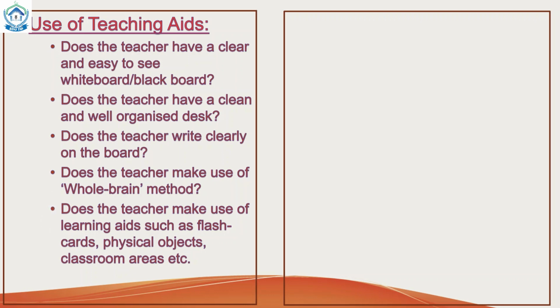Does the teacher make use of learning aids such as flashcards, physical objects, and classroom areas and such? This is especially important when teaching younger learners. You need to make use of the things that are around you. If you're teaching school items, for example, use a physical object like a pencil, rubber, ruler. If you are teaching colours, get the children to find the colours in the room and physically touch them. This will help them remember and help them associate with the vocabulary.